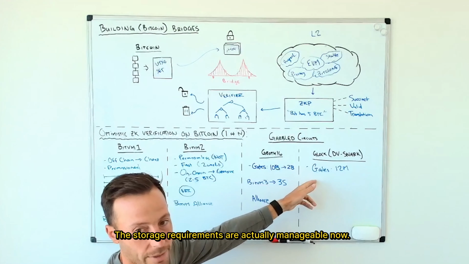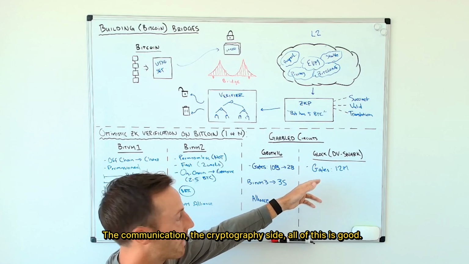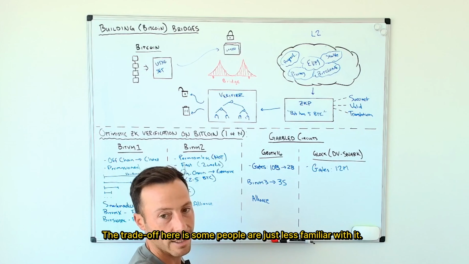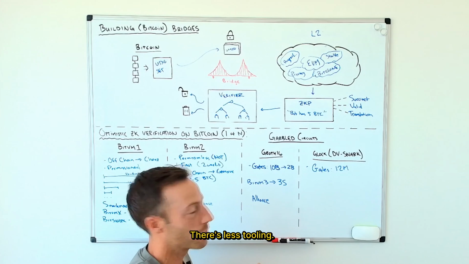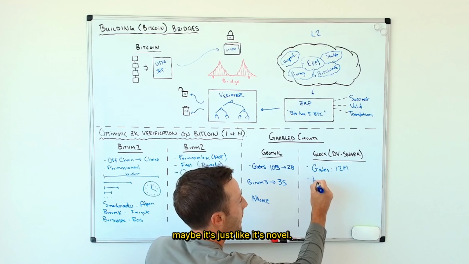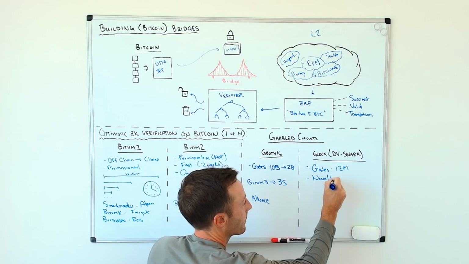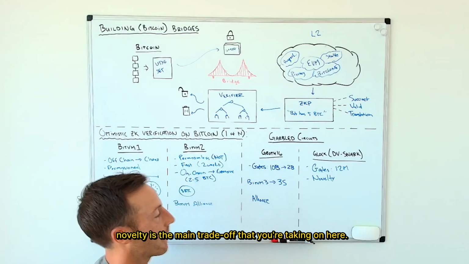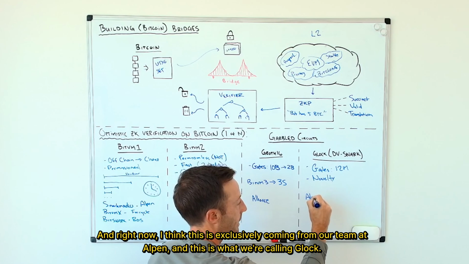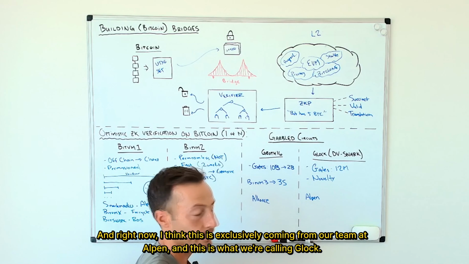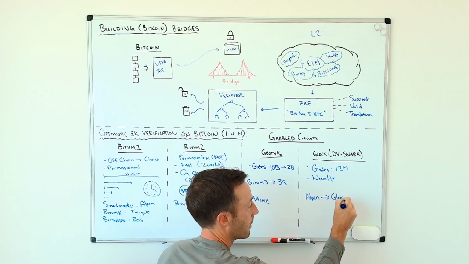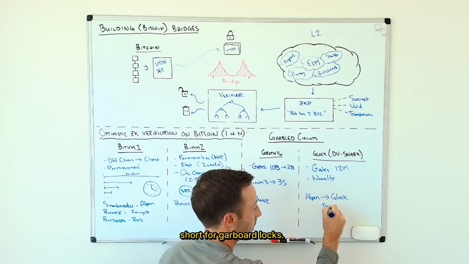The storage requirements are actually manageable now. The communication, the cryptography side, all of this is good. The trade-off is that some people are less familiar with it. There's less tooling, and Groth 16 is very well understood. So novelty is the main trade-off you're taking on here. Right now, I think this is exclusively coming from our team at Alpen, and this is what we're calling Glock, short for garbled locks.